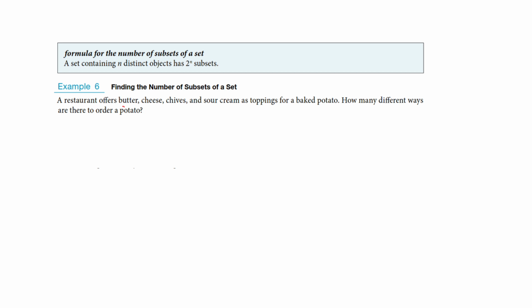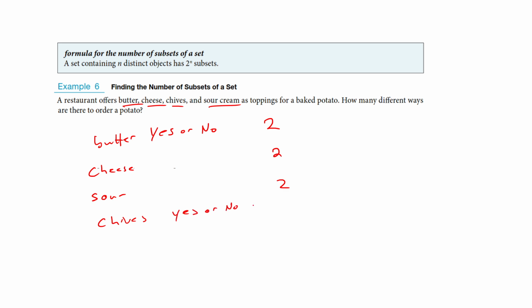We've got 1, 2, 3, 4 choices to put on our baked potato. What we're going to do though is think of it like this. Are we putting butter on? Yes or no? So when it comes to butter, there's 2 possibilities. For cheese, yes or no, there's two choices. For sour cream, there's two choices. And I missed one. Chives, there's two choices. It's either yes or no.